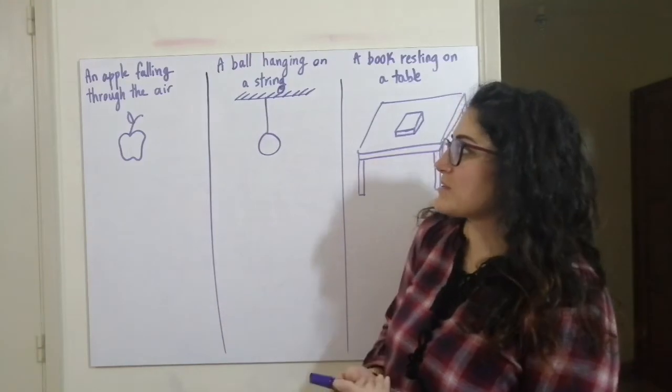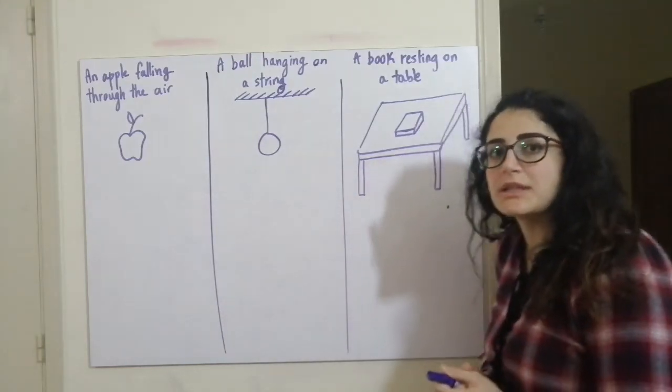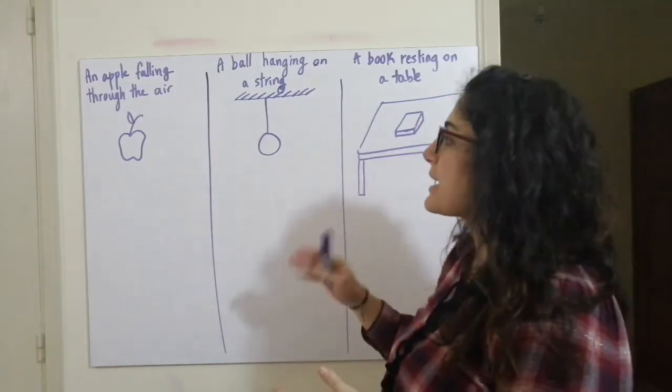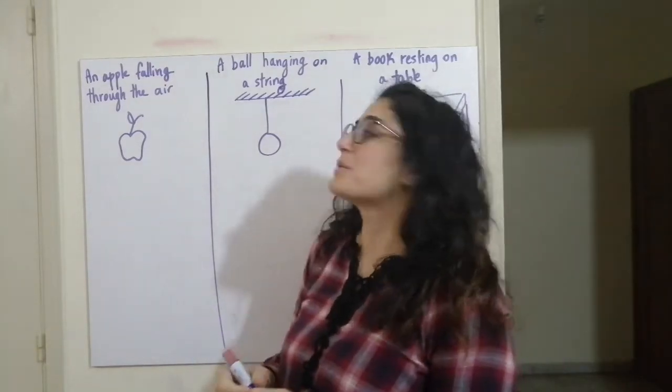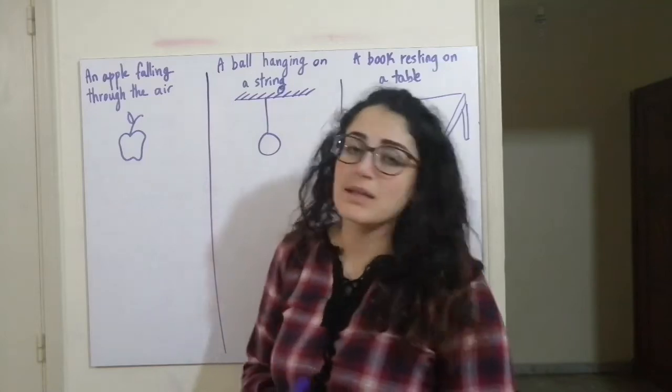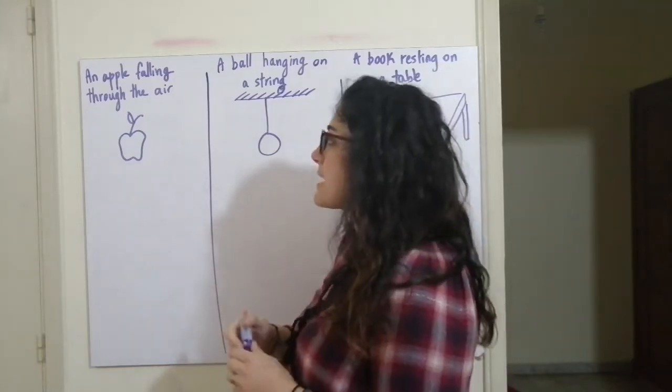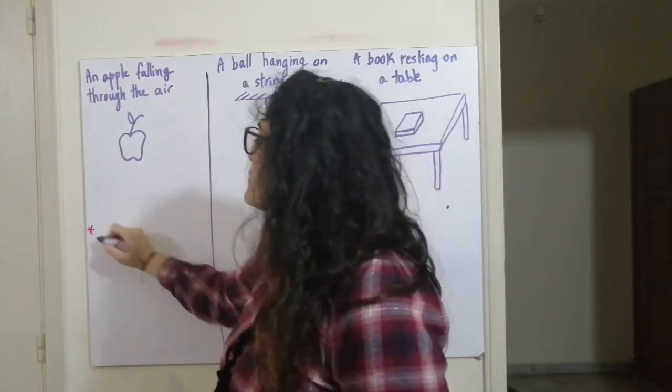This is the last exercise in the homework sheet. We are going to find the forces acting in each case. In the first case, I have an apple falling through the air. The first question is, what are the forces acting on this apple? So I have two forces.